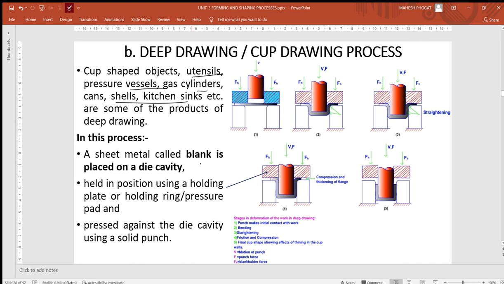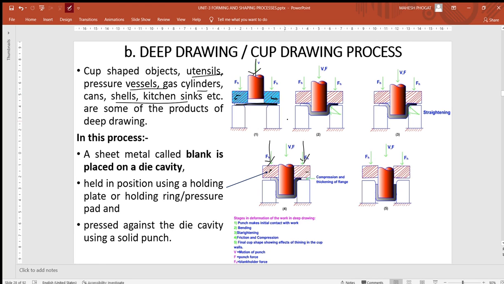A blank is placed between your punch and die. It is held in position by the holding plates. There are two holding plates available, which will apply the pressure. You can see FH written here; that is the blank holder force. FH is the blank holder force, and the blank is pressed against the die cavity using a solid punch. With the help of the punch force, it will be pulled down.